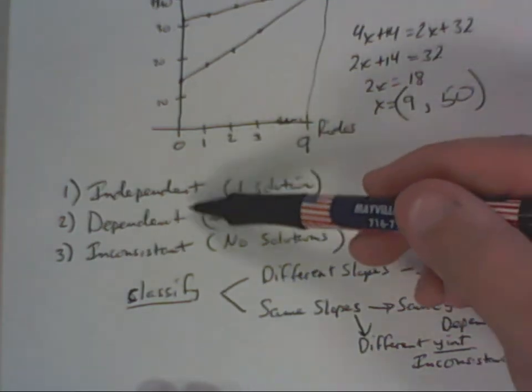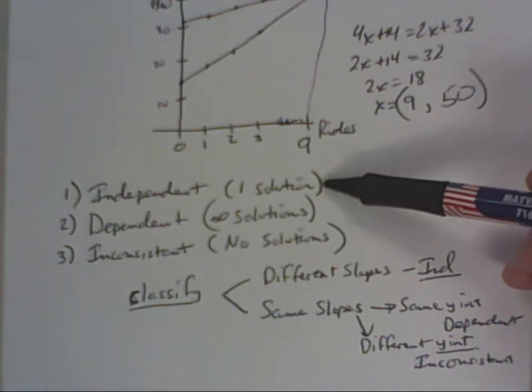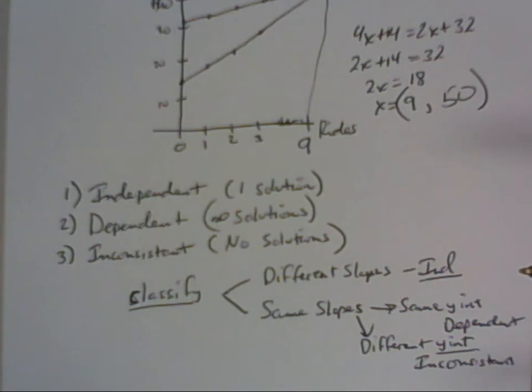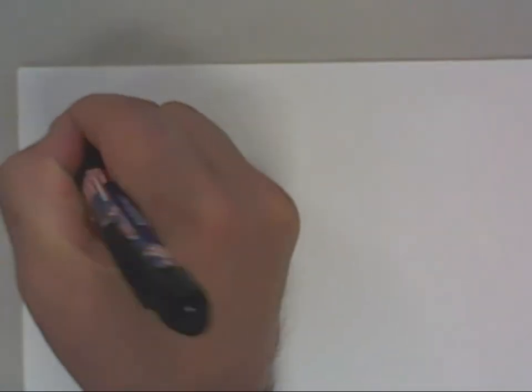It's important to know which type of system you're going to be working with, because you want to know whether there's one solution, an infinite number of solutions, or no solutions. So let's just do a couple of these. Without really relating this to something specific, I want you to take a look at these 2 equations.